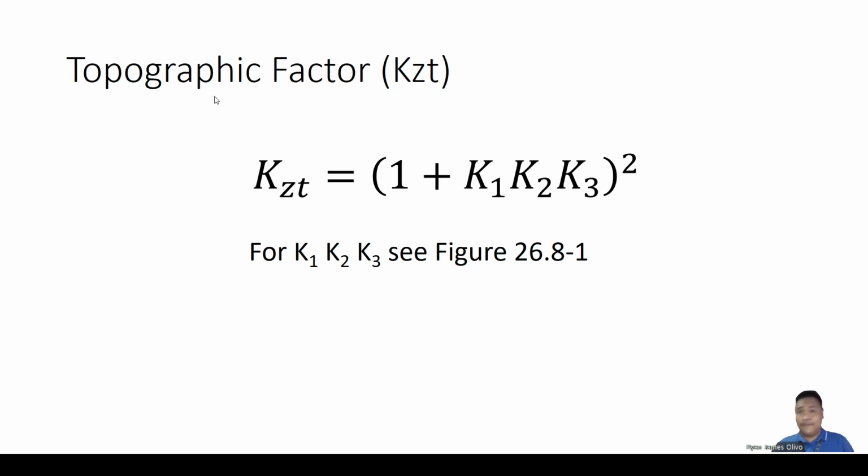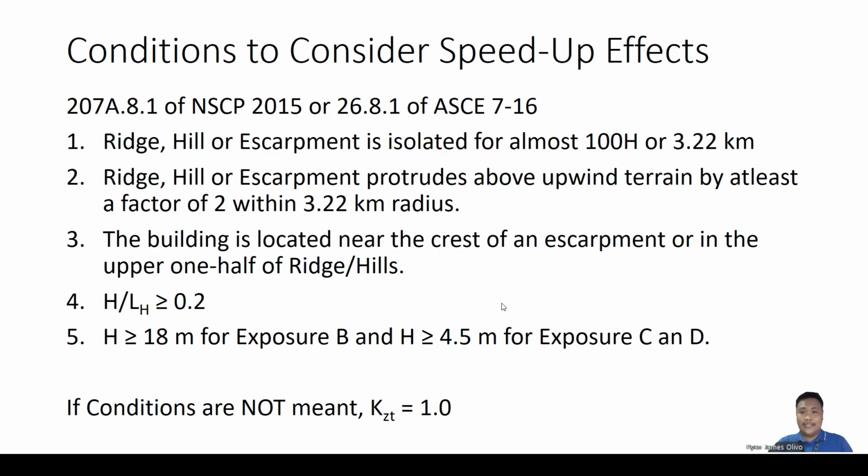For this lecture, we shall have an example on how we can have the effect of topography. But first, let us see what conditions are needed to consider the speed up effects or to consider the additional K1, K2, and K3. So the very first condition is that the ridge, hill, or escarpment on which the structure should be constructed should have been isolated for almost 3.22 kilometers or 100 times the H, where H means the height of the escarpment, hill, or ridge.